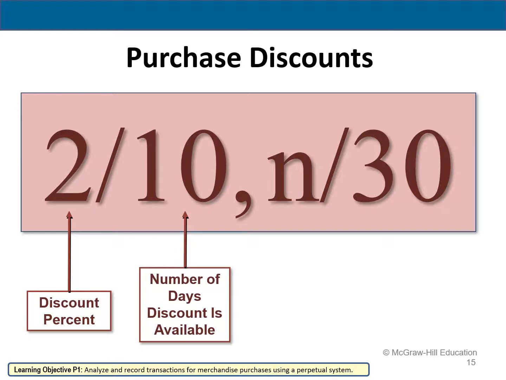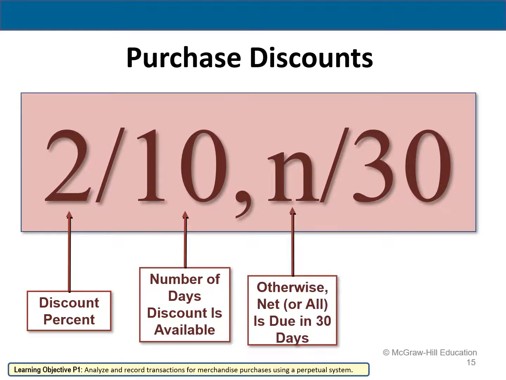So here's the way it's written, because nothing in accounting can be plain English, right? So this 2/10 n/30, this is not an algebra problem. It is also not 2/10 or 2 divided by 10 and n divided by 30. What it means is you get a 2% discount if you pay it in 10 days, or you pay the net, which is the amount of the invoice, in 30. Okay?